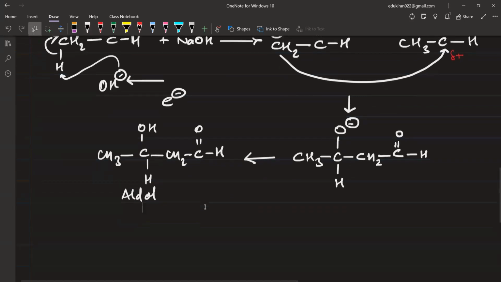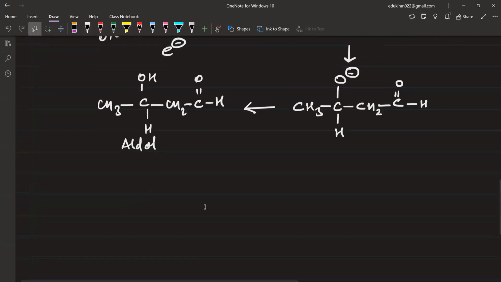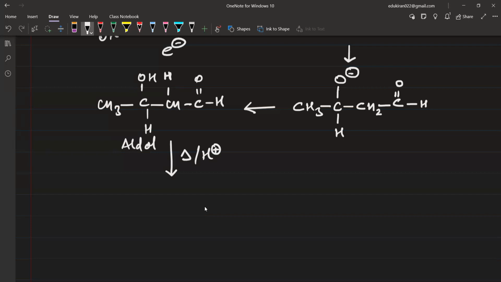Next, what happens if you heat it? What are we going to do now? Tell me, guys. We are going to heat it. Now, when you are going to heat it, you have to see this particular hydrogen. See, we have already seen the dehydration of alcohol. When you heat it in the presence of acid, then what do we see?